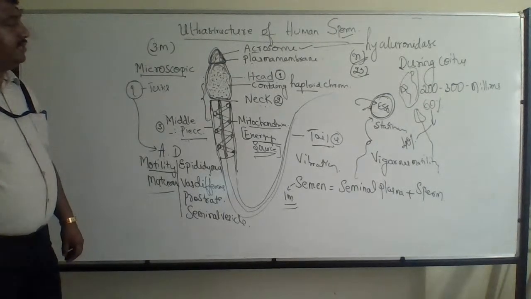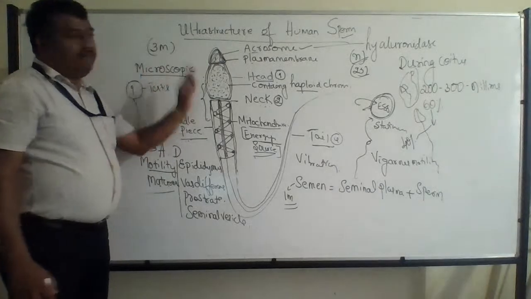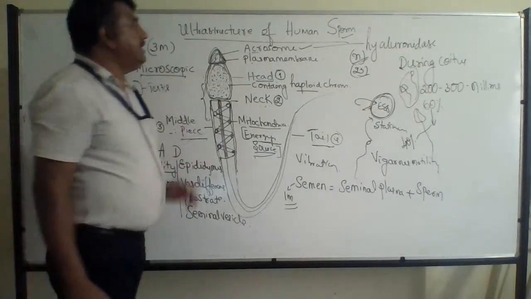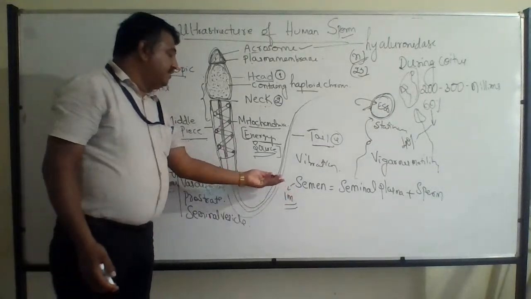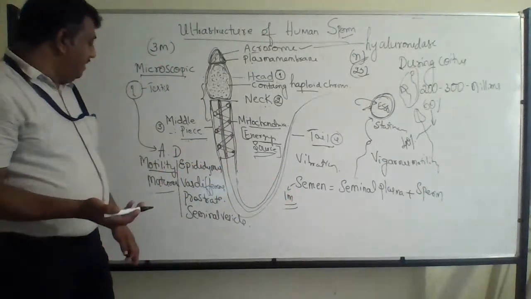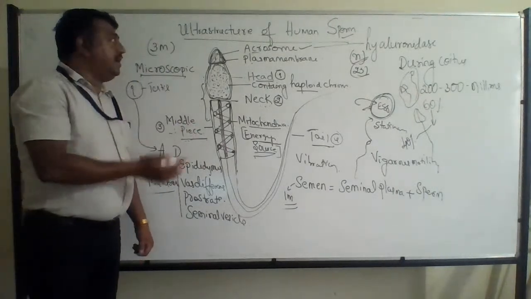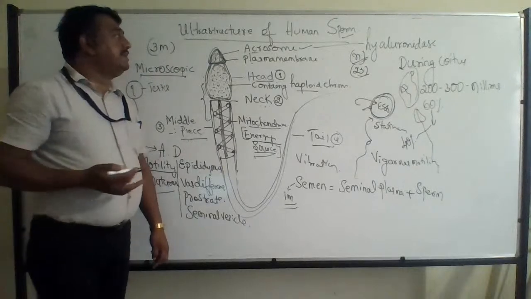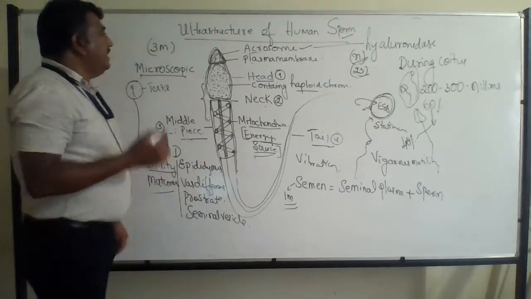On the ultrastructure of a human sperm, you may expect 1 mark, 2 mark, 3 mark or 5 mark questions, based on what the question paper setter expects. They may ask only one question, such as what is semen, or ask you to mention the parts, draw the diagram, or briefly explain the ultrastructure of a human sperm.